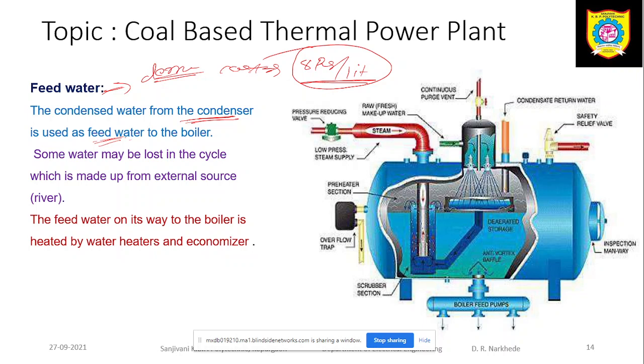This cost may vary from location to location, depending on the soil and what type of water is available at your location. So it is roughly between 6-8 rupees per liter, the processing cost of the water. The feed water on its way to the boiler is heated by water heaters and the economizer.